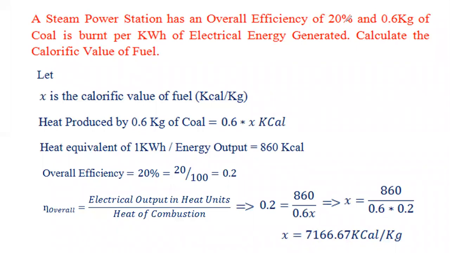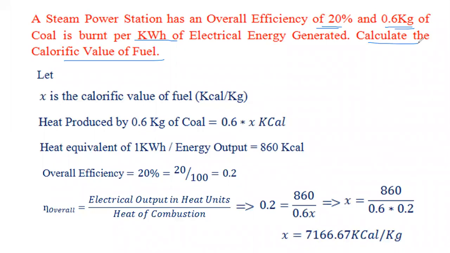Now, the parameters given in the problem are: the overall efficiency is 20%, and the coal burnt is 0.6 kg per kilowatt hour. We need to generate 1 kilowatt hour of energy. The fuel we are using as input in the thermal power plant is coal, that is 0.6 kg of coal is required to generate 1 kilowatt hour. Here we want to find the calorific value of the fuel, that is the calorific value of coal. But they have not mentioned the calorific value, so we need to find it based upon the given data.